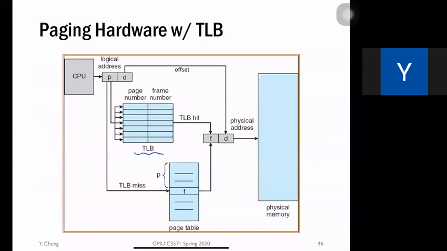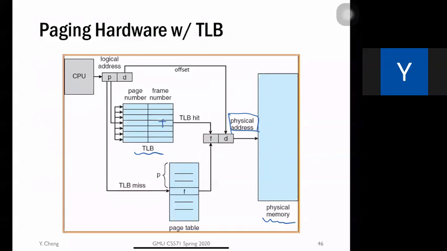If luckily there's a TLB hit, you will just fetch the corresponding physical frame number. Assume the 4th TLB entry is a hit, and you just fetch F and concatenate it with the unchanged offset part, which is D, to construct the physical address. And then you use the physical address to look into the physical memory. This is a TLB hit.